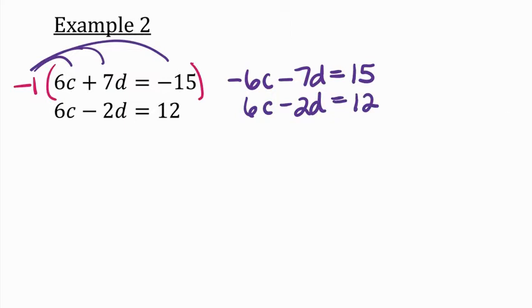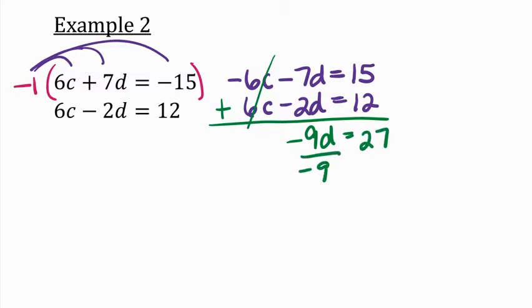Well, now I have a -6C and a positive 6C. So when I go to add them together, the 6C's, that's just a 0C. That's our eliminated variable. And then -7D and -2D would make -9D. And 15 plus 12 will give us 27. Divide both sides by -9. We get D equals -3.